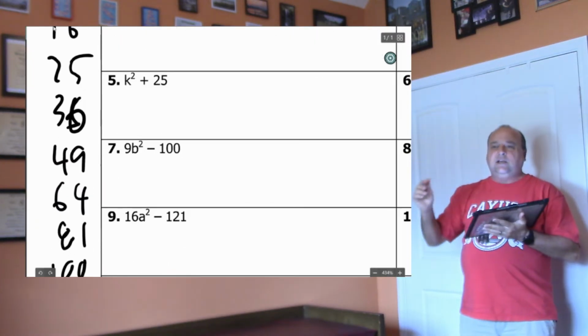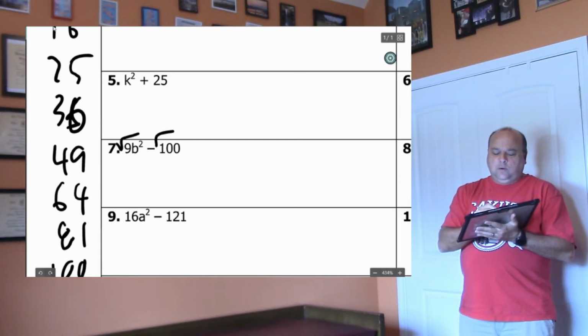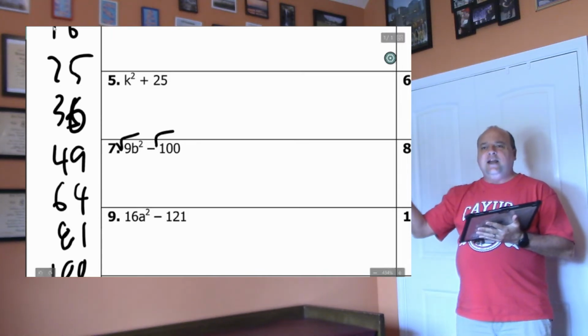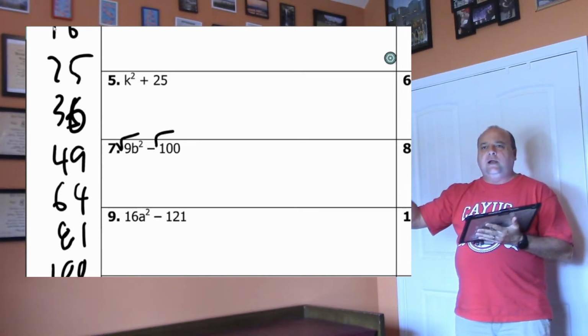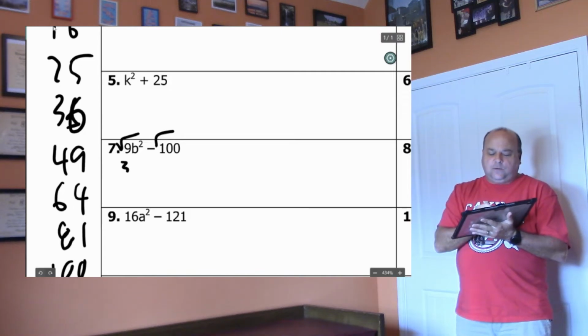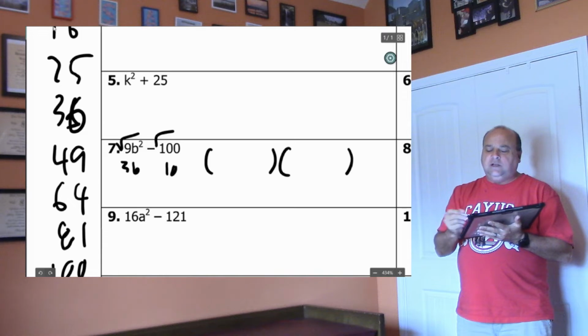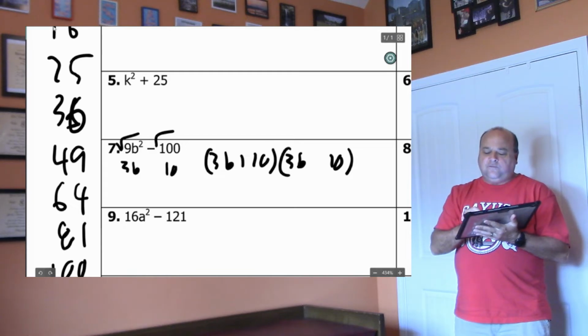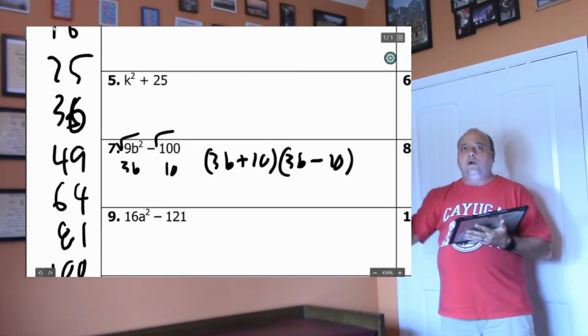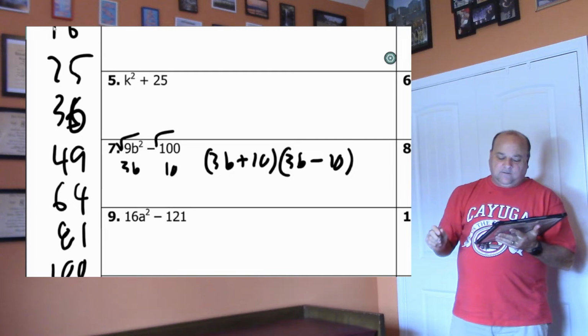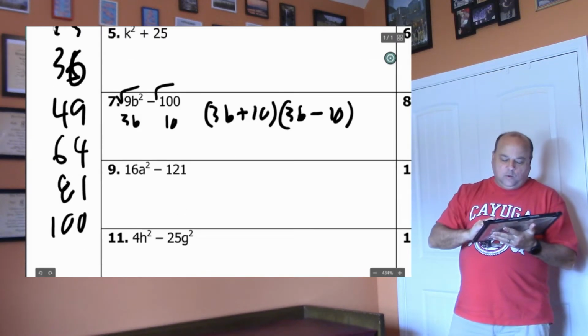Let's go down to 7. You can square root, square root. The square root of 9b squared: the square root of 9 is 3, and b squared is b. So we've got 3b, and the square root of 100 is 10. So I'm going to draw 2 parentheses and put 3b and 10 in both parentheses. Since it's a difference of squares, you can make them in any order. One's positive, one's negative.